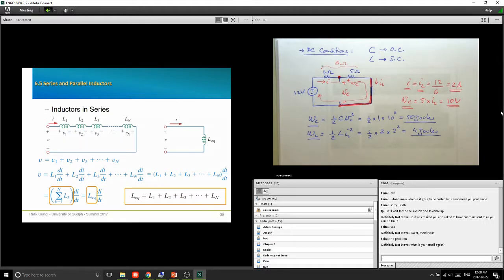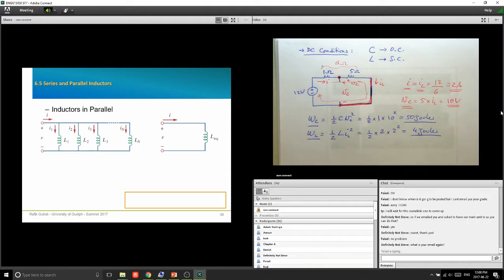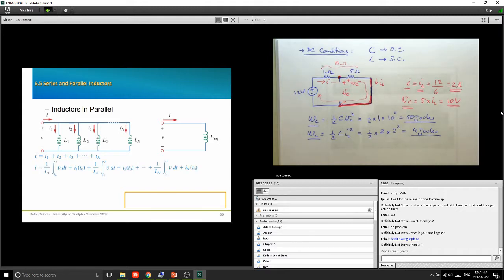Okay, what happens with inductors in parallel? I have here a number of inductors in parallel, L1, L2, L3, all the way up to Ln. We have one voltage across them all because they're in parallel, but we have a number of different currents, I1, I2, I3, and the total current I is the sum of all these currents. I equals I1 plus I2 and so forth. Again, you use those equations: I1 is equal to 1 over L1 integral from t0 to t of v dt plus the initial current. And you do the same for all of them.